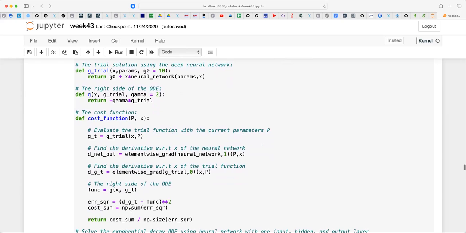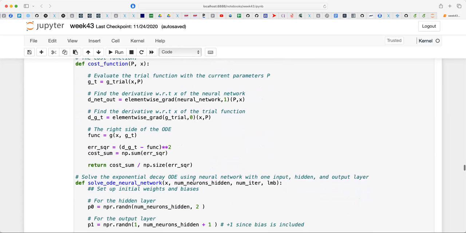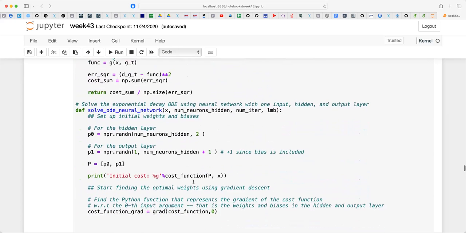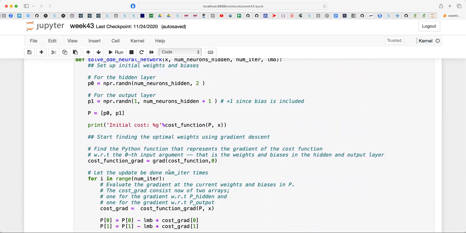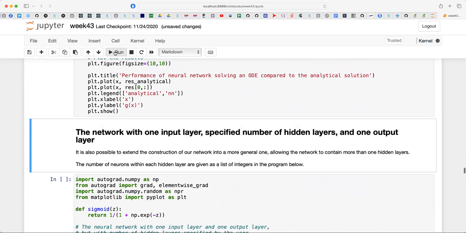So the cost function is actually given by the sum over all these errors. And here I'm using automatic differentiation to calculate the derivative of my trial wave function. And then I do the backpropagation. I solve the differential equation. I compare that with the analytical case. So if you have a neural network code, it's pretty easy to actually implement this.